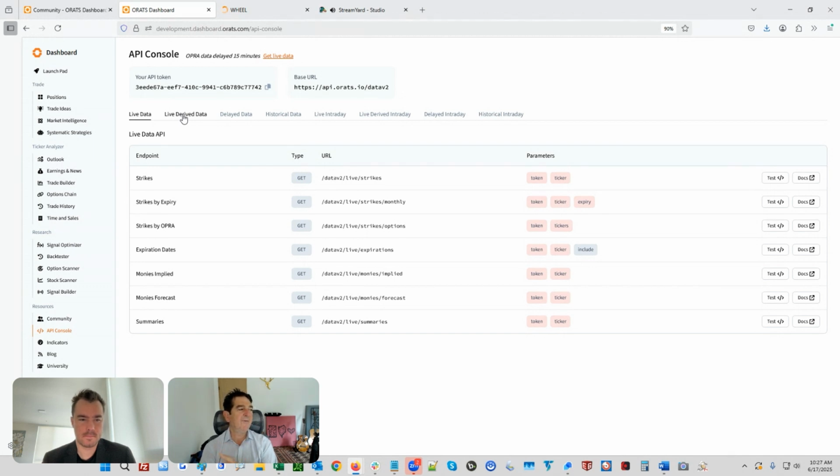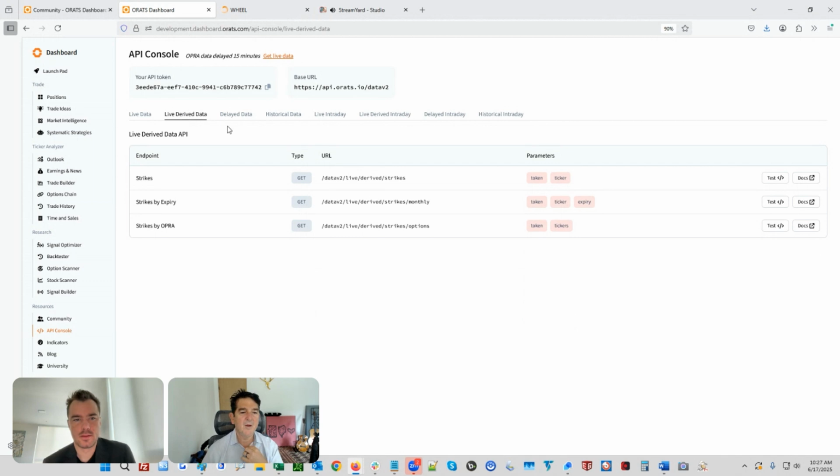So the derived is much less expensive from an OPRA and exchange point of view, but it doesn't give you the exact granularity of the bid-ask prices in the market right now. Yeah. So that's what that is.